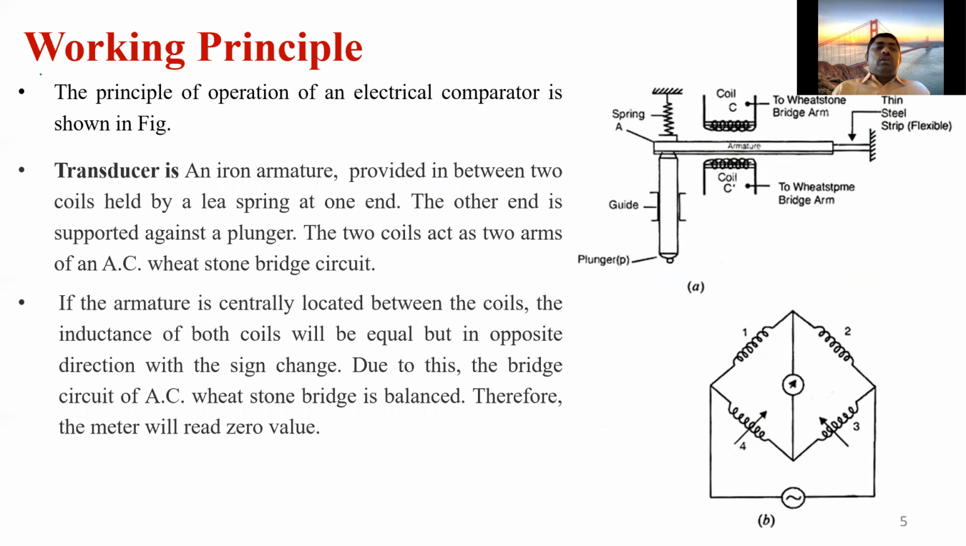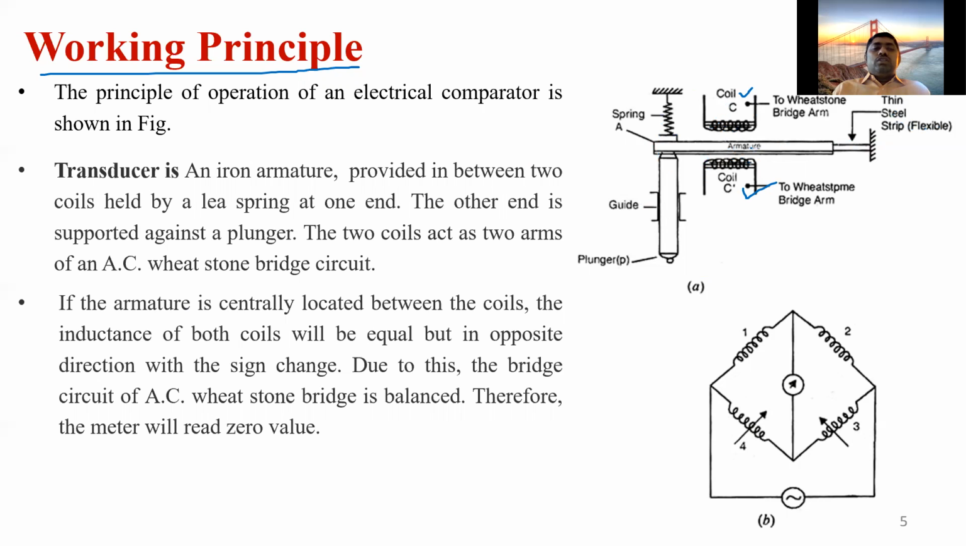So the working principle of the electrical comparator is as follows. The schematic diagram consists of a transducer. So it is an armature. One end is connected to a thin flexible steel strip. The other end is supported by the plunger and the spring. The two coils C and C dash act as two arms of an AC Wheatstone bridge circuit.